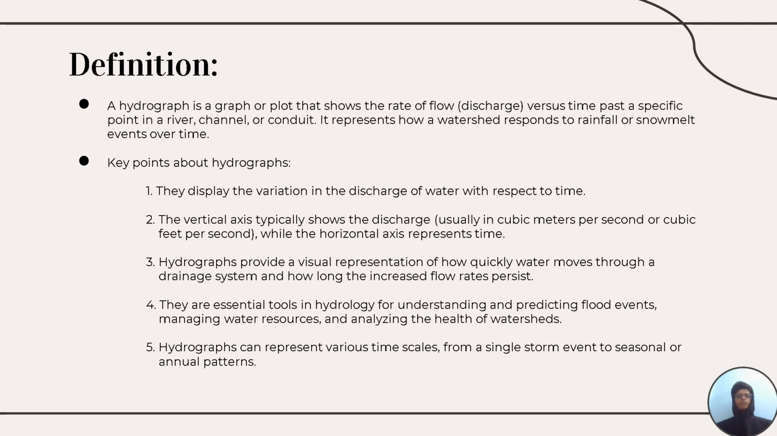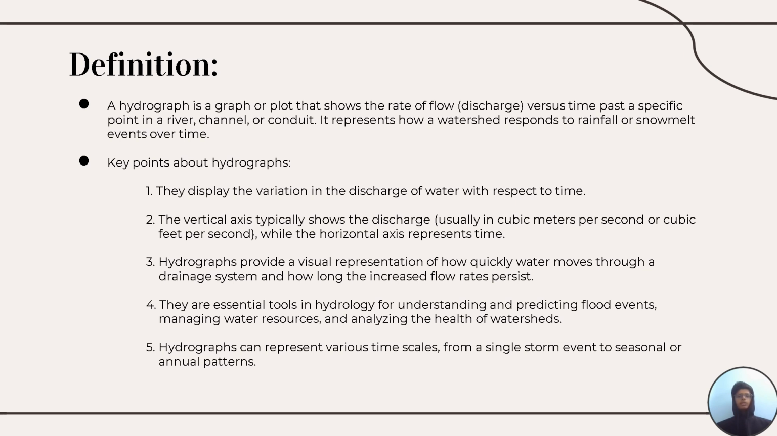A hydrograph is a graph or a plot that shows the rate of flow, discharge, versus time past a specific point in a river, canal, or conduit. It represents how a watershed responds to rainfall and snow melt events over time.